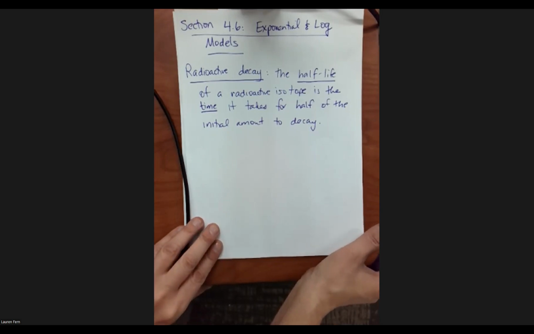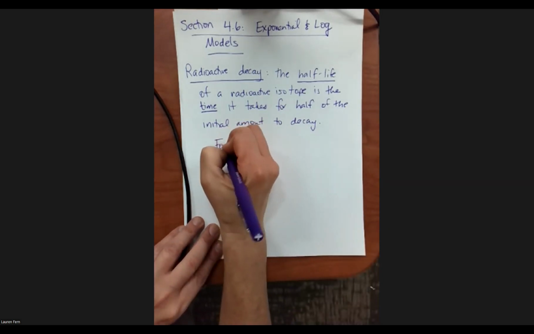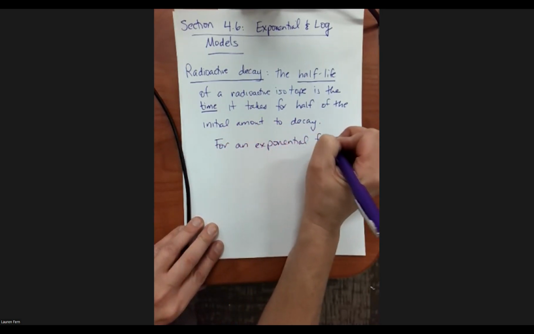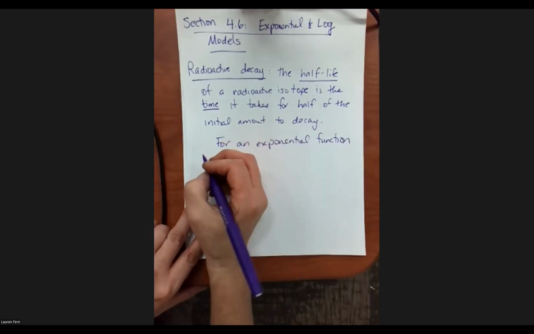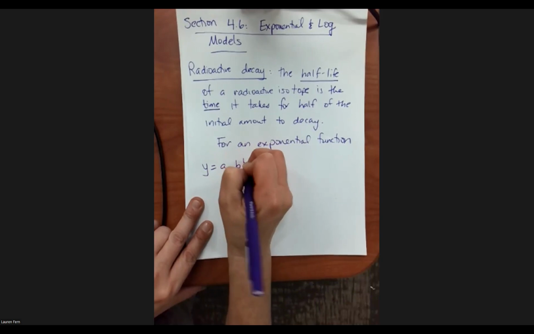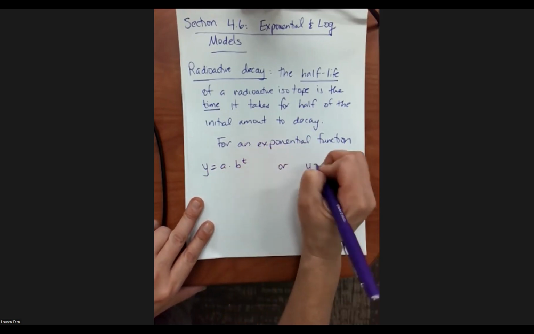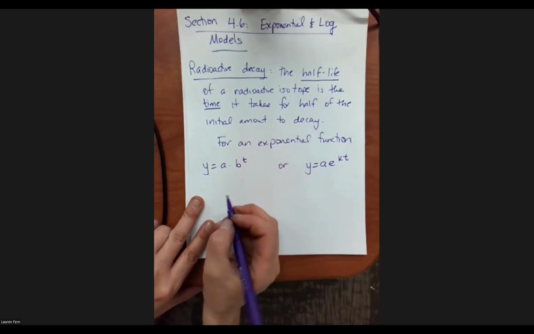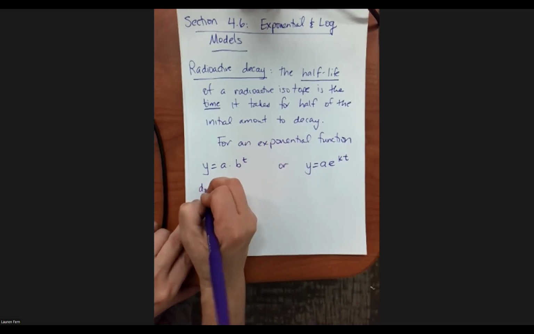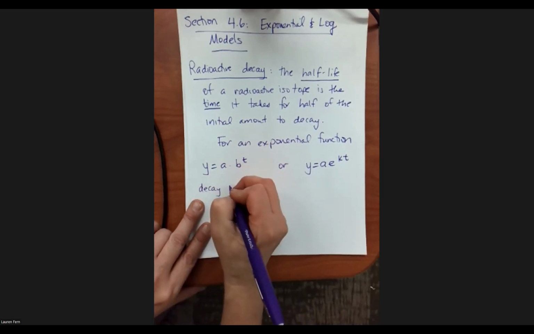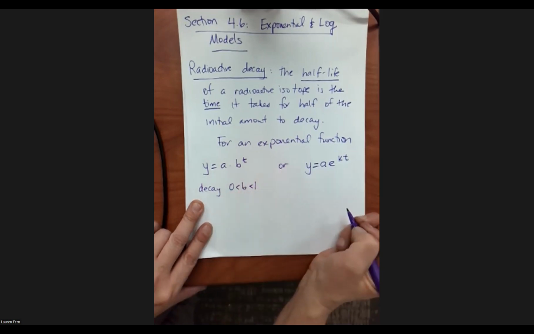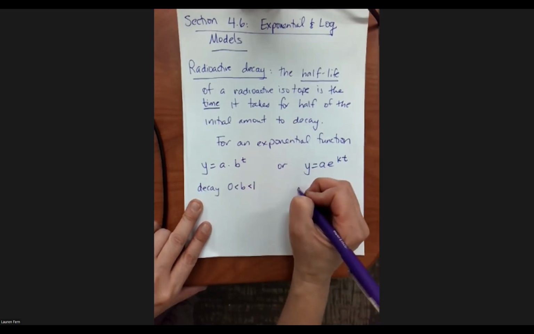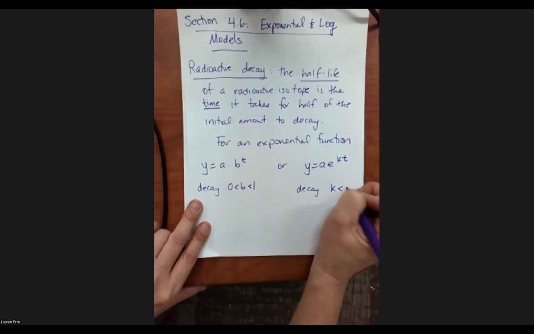Yeah, cool. So for an exponential function, we have two ways of writing them. And we practice with the conversions back and forth, okay? What I want you to note is when it's in this form, you know it's decaying if B is between 0 and 1. And when it's in this form, you know it's decaying when K is negative.